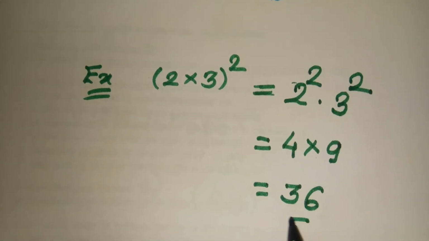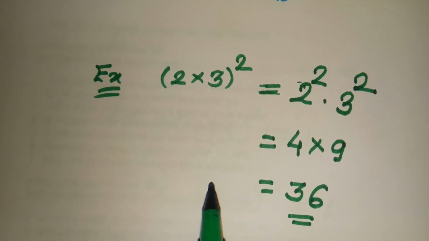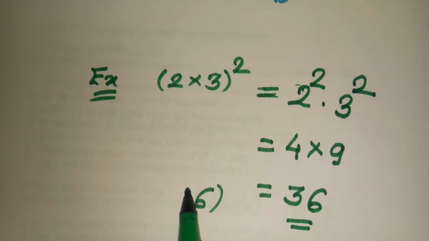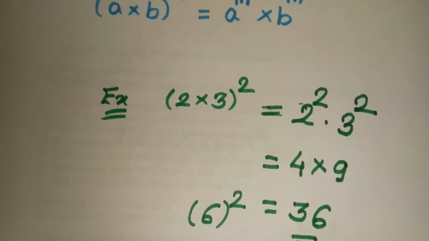And if we directly take the bracket product, then what will happen? Yes, it is 6 and the whole square is 2. So it is 6 square equal to 36. You got the point?